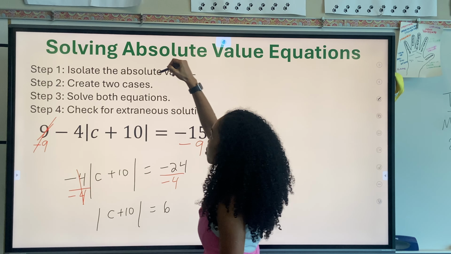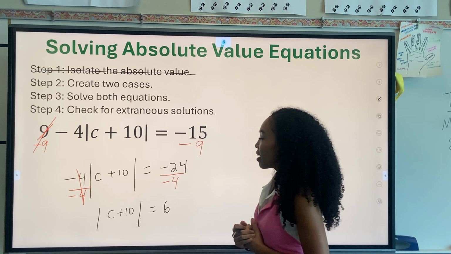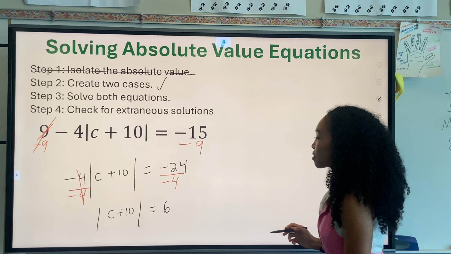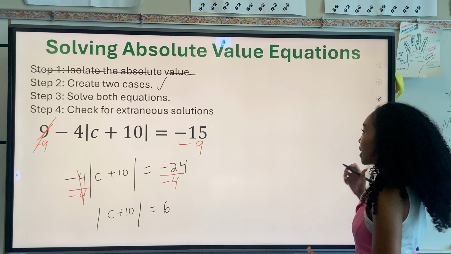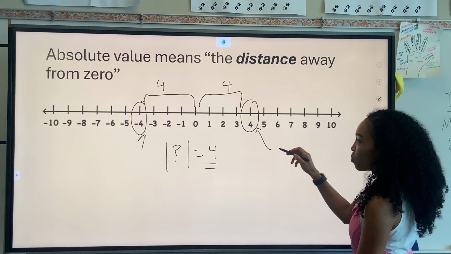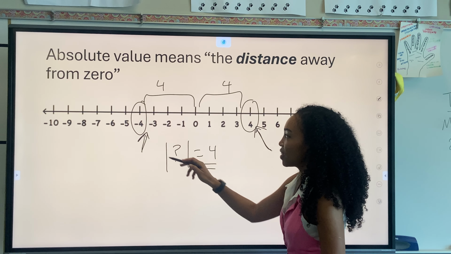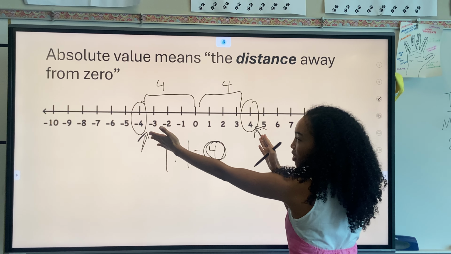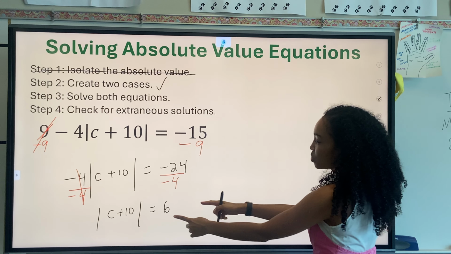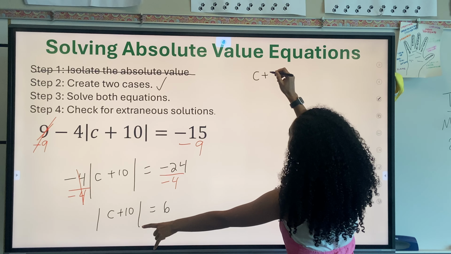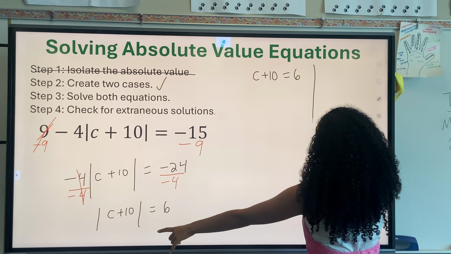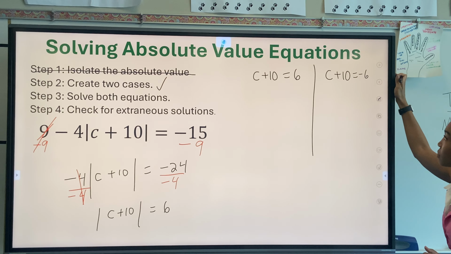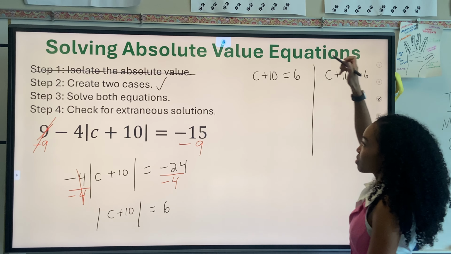So I did the first step, isolate the absolute value. From here, I'm going to create 2 cases, one positive and one negative. Just like here, I know one positive answer and one negative answer both have the same absolute value. We have to have 2 answers. So I'm going to do 2 cases. I'm going to do c plus 10 gives me 6, and c plus 10 gives me -6. So that is my 2 cases.